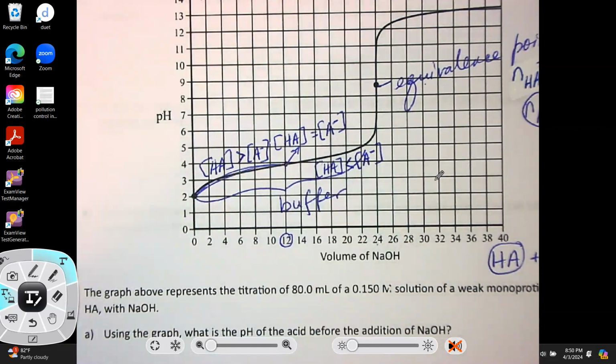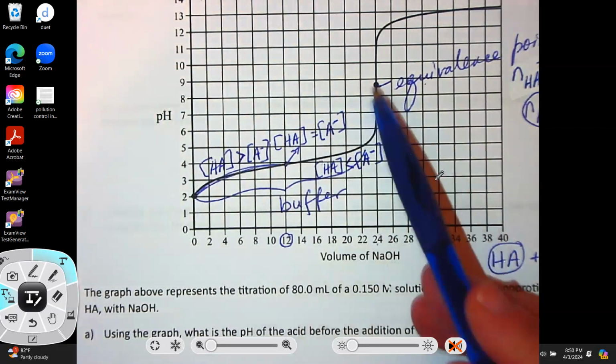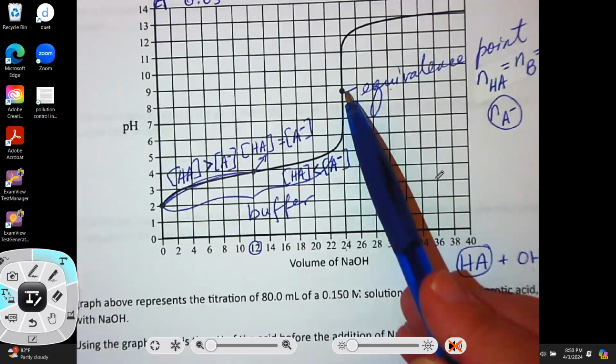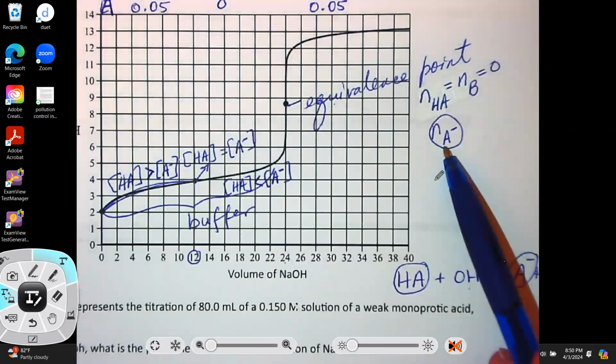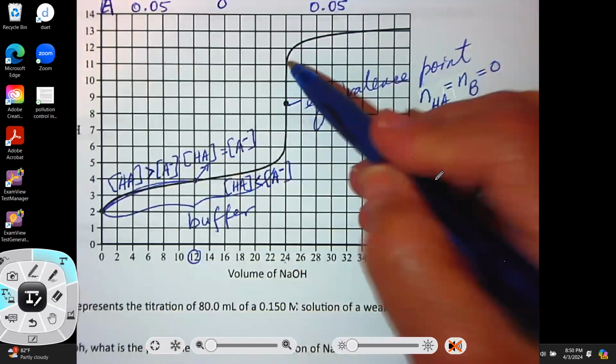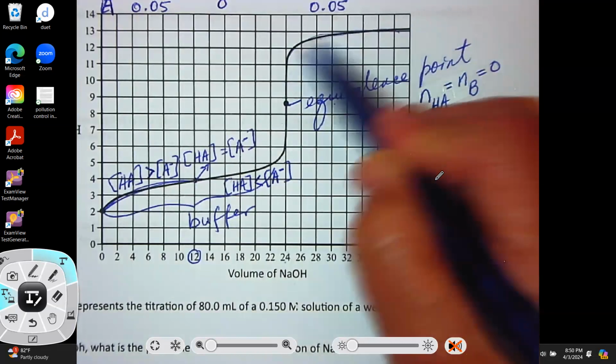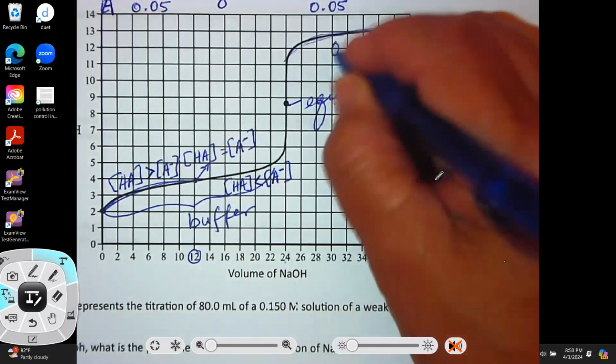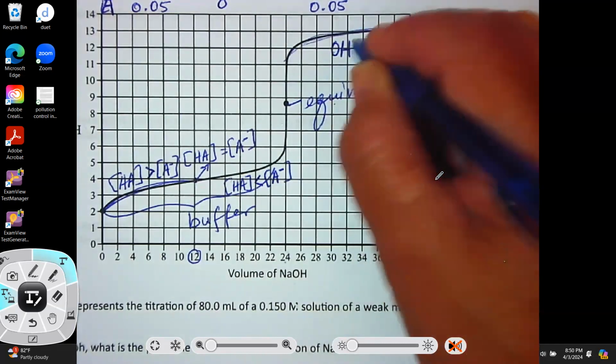But during all this time, you have both of them present. When are they going to disappear? They're going to disappear when your acid is completely neutralized by the sodium hydroxide. Then here, all you're going to have is your conjugate base. And once you pass the equivalence point, so any of these points on this section here, all you're going to have is excess base.